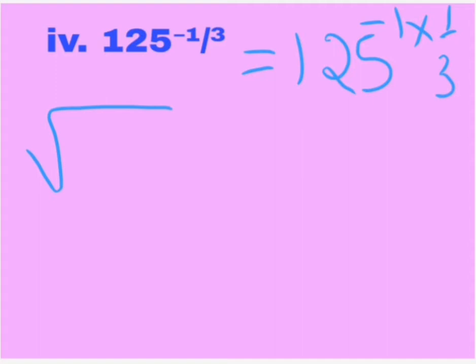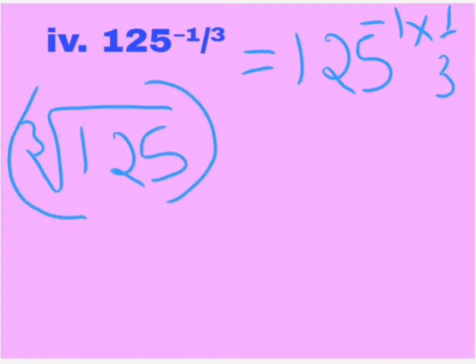125 to the power minus 1 by 3. So the power cannot be a negative number, right, to convert into a root. So what we are going to do is, we'll split this as 125 to the power minus 1 into 1 by 3. And this 1 by 3 we will convert into a root. 1 by 3 will be converted into a cube root. Cube root of 125 whole to the power minus 1.